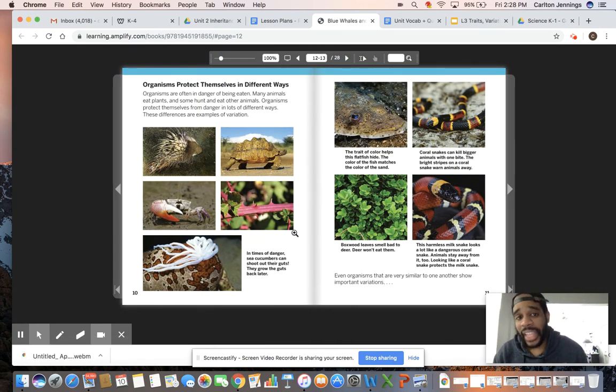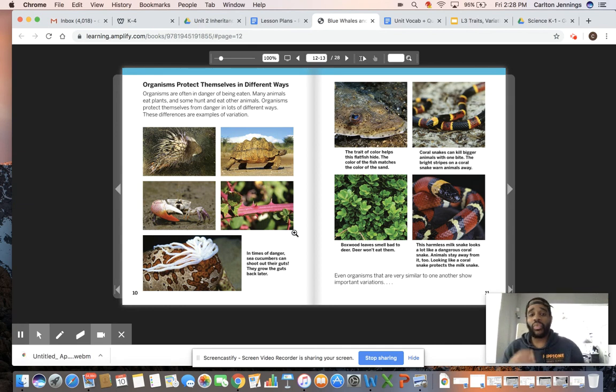Organisms protect themselves in different ways. Organisms often are in danger of being eaten. Many animals eat plants and some hunt and eat other animals. Organisms protect themselves from danger in a lot of different ways. These differences are examples of variations.